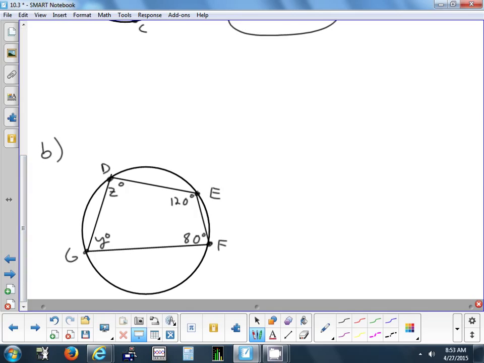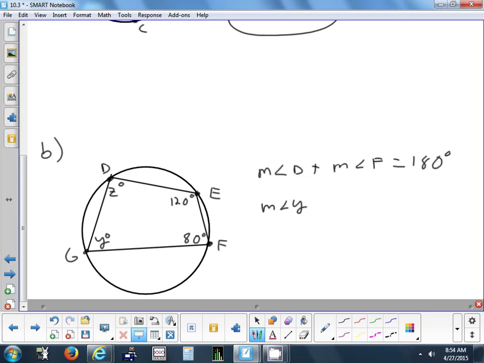All right, so this one has to do more with the quadrilateral. Connor, what did we say about opposite angles in an inscribed quadrilateral? They have to be something. They have to be supplementary. And what does supplementary mean? They add up to 180. 180. So I know the measure of angle D plus the measure of angle F have to add up to 180.